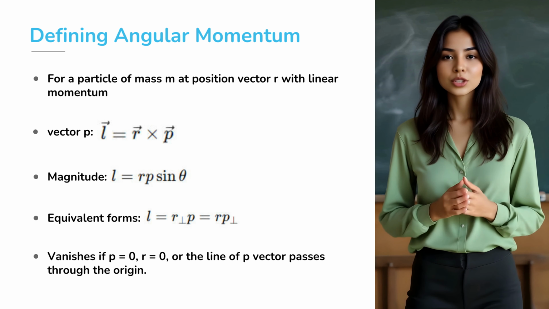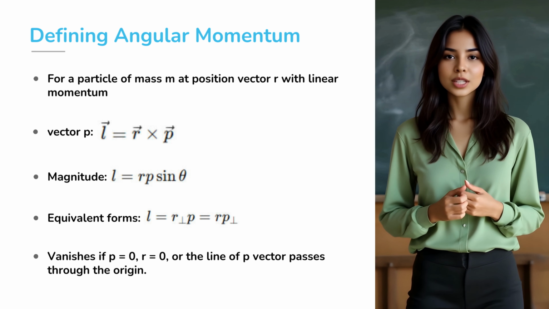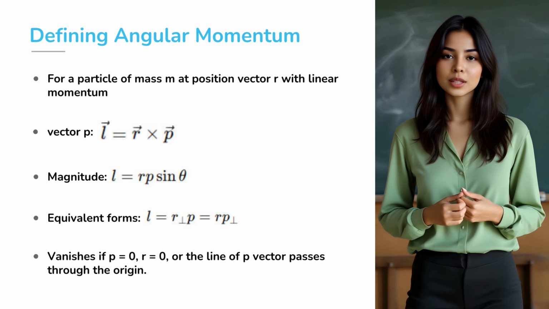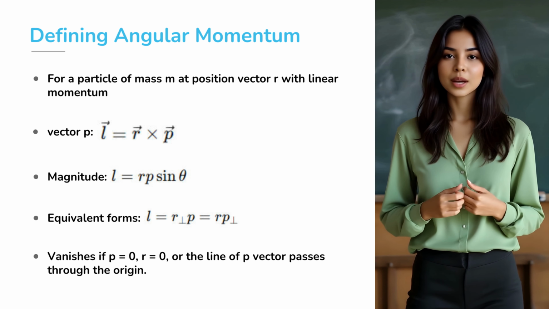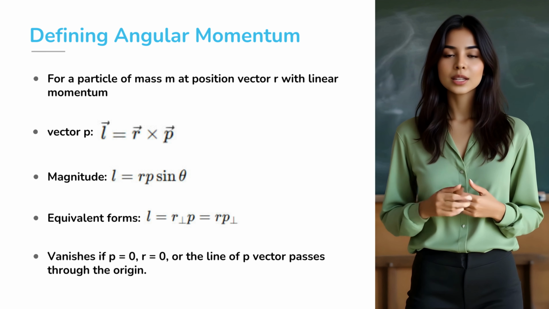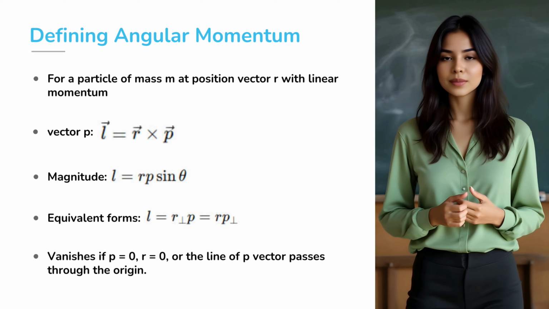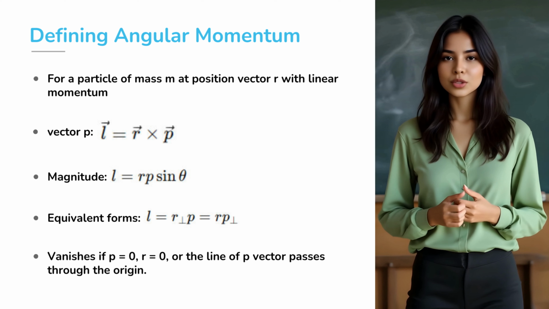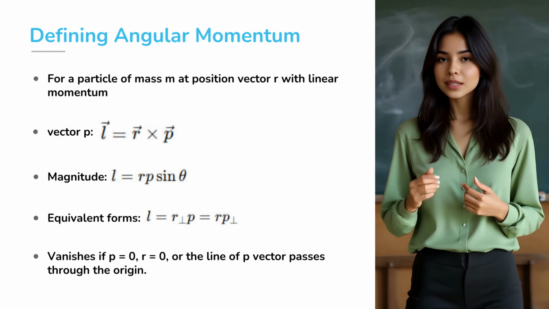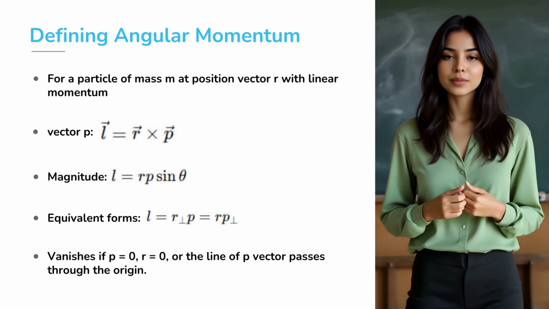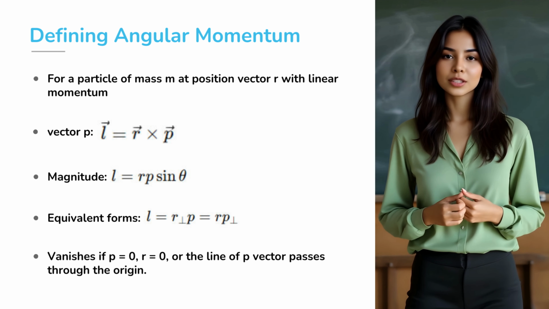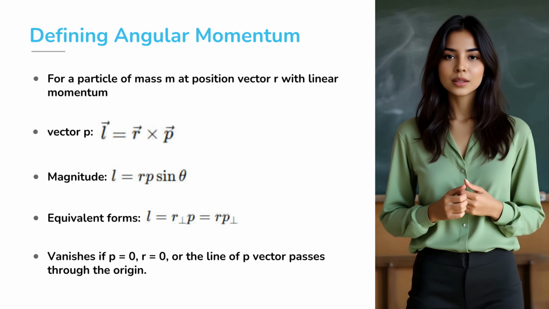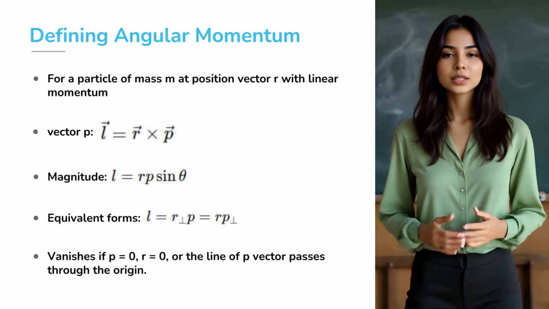Now, let's flip the picture. Just as torque is the rotational analogue of force, angular momentum is the rotational analogue of linear momentum. For a particle of mass m at position r with momentum p, its angular momentum L equals r cross p. The magnitude is r times p times sine theta. We can also write L as r perpendicular times p, or as r times p perpendicular. And if the line of momentum passes through the pivot, angular momentum vanishes. This makes sense, no turning influence about that point.